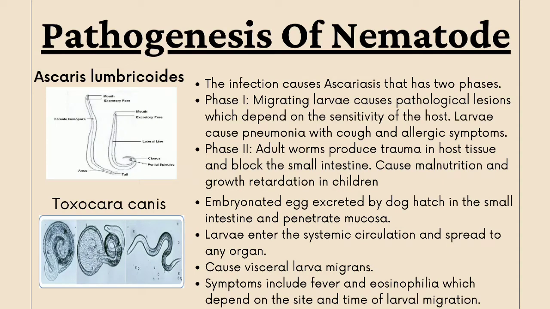The fourth one is Toxocara canis, whose embryonated eggs excreted by dogs will hatch in the small intestine and penetrate the mucosa. Larvae will enter systemic circulation and spread to any organ. This will cause visceral larva migrans, and the symptoms include fever and eosinophilia, which depend on the site and time of larval migration.